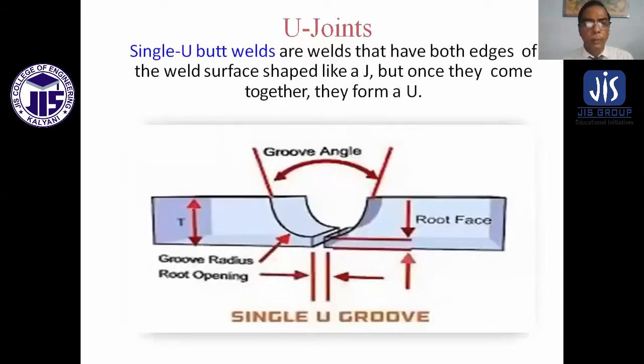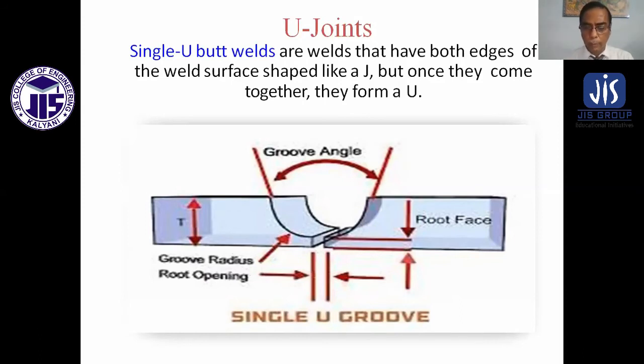U joint. Single U butt joint. Butt welds are welds that have both edges of the weld surface shaped like a J, but once they come together, they form a U. This is the figure. Groove angle, thickness is T, groove radius, that is the root face and root opening.